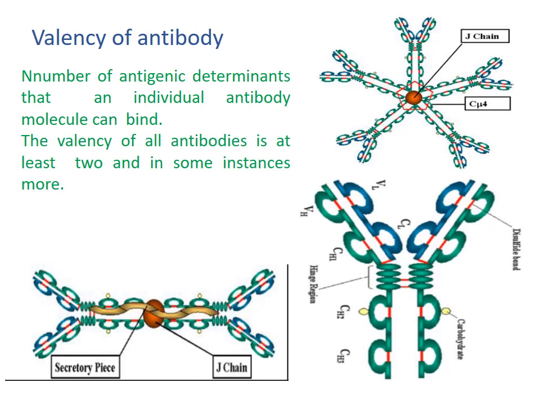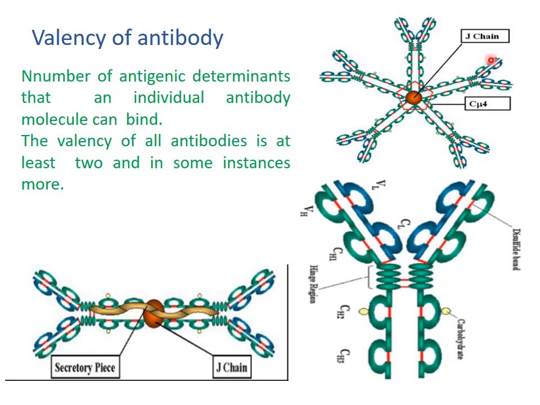Valency means the number of antigenic determinants that an individual antibody molecule can bind. So, it is minimum 2 for any antibody and it can be more. Just like in case of dimeric, secretory IgA, here each monomer binds two antigens. So, valency as a whole is 4.